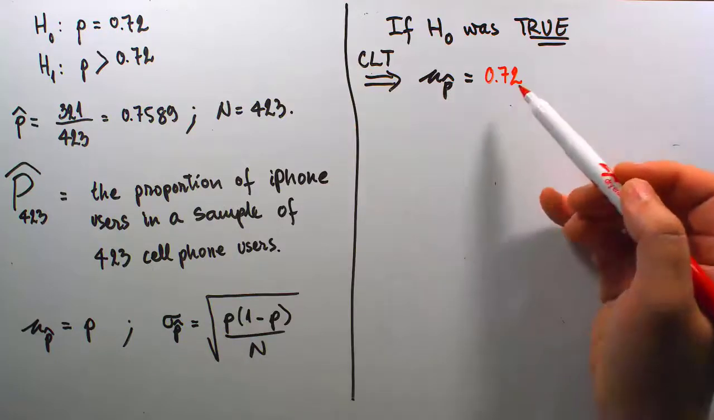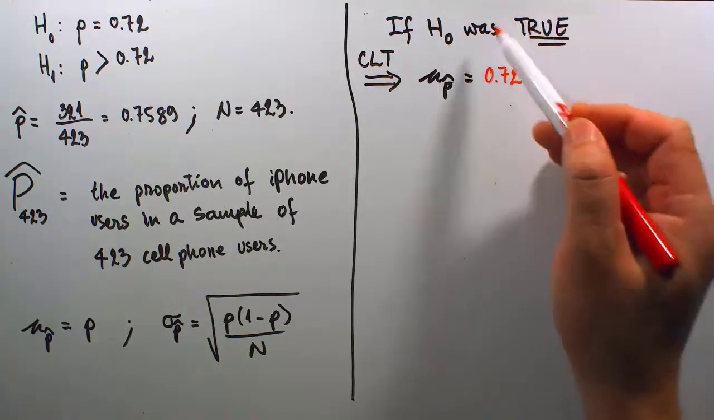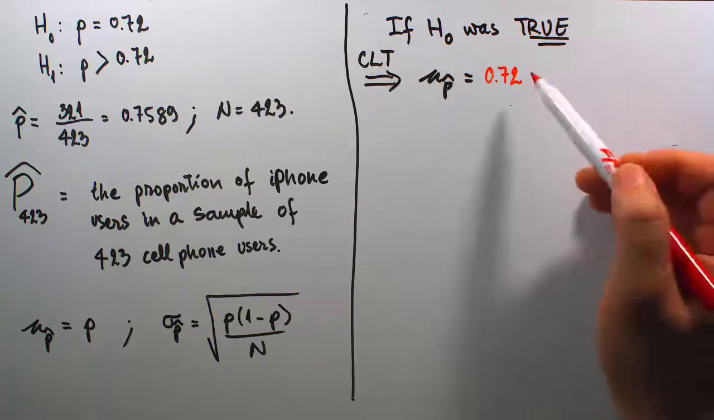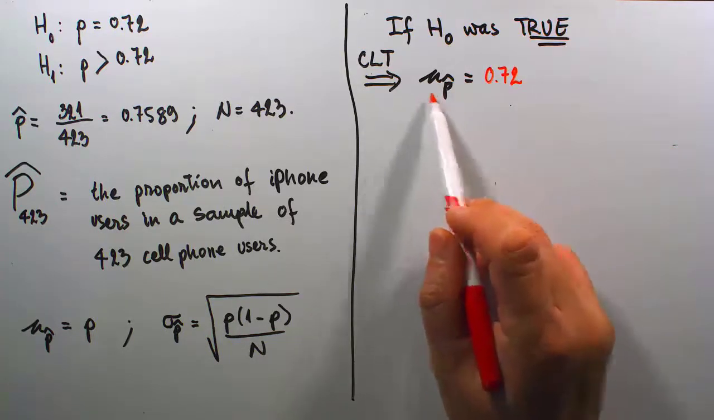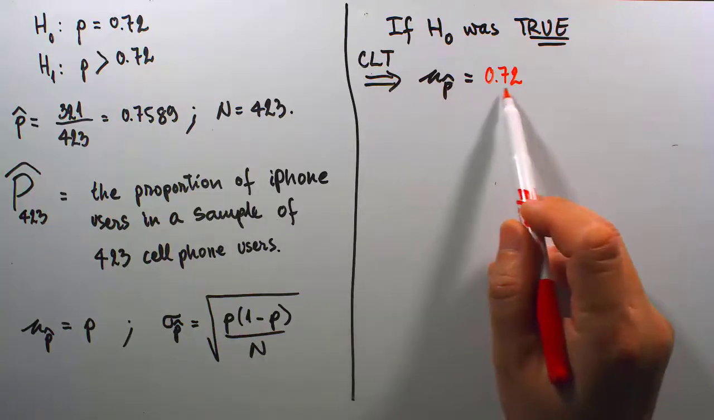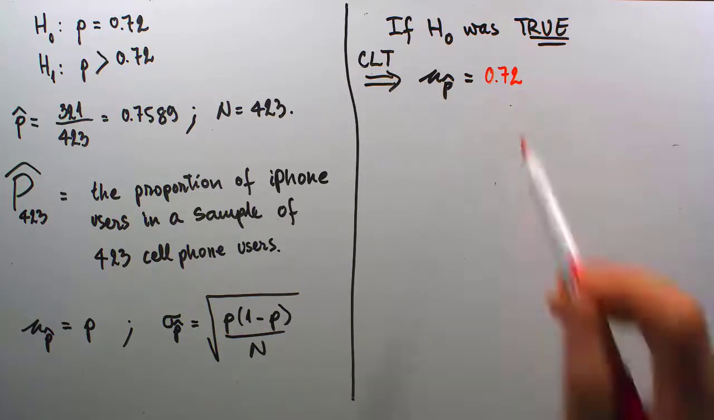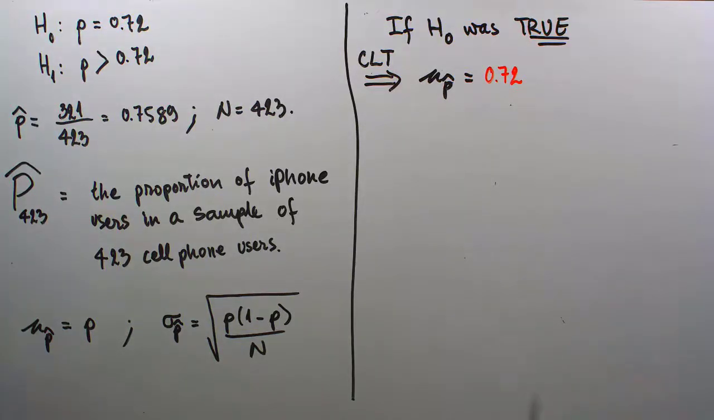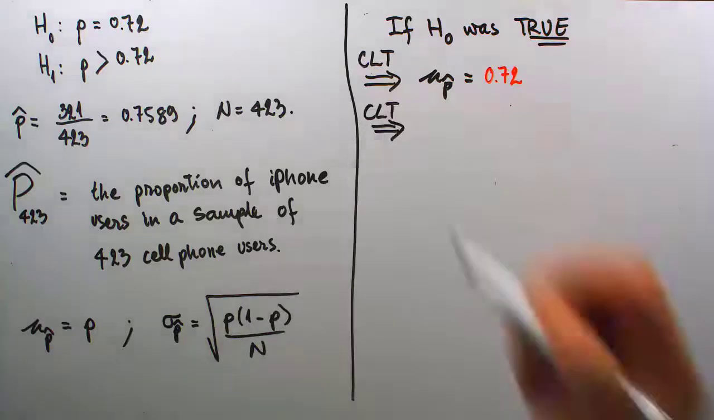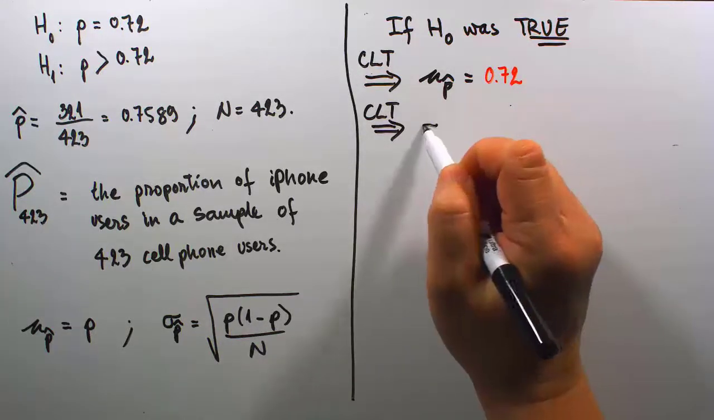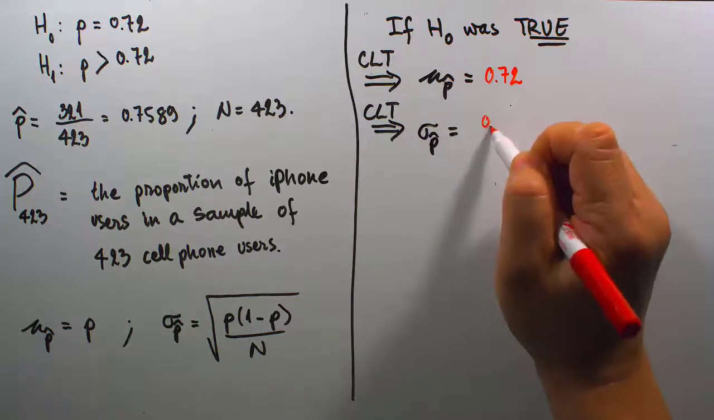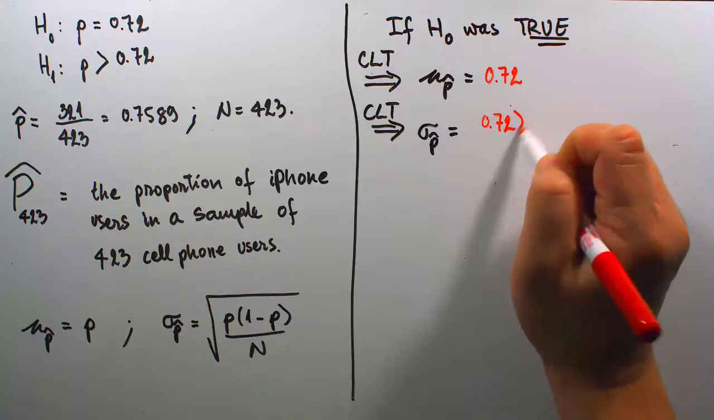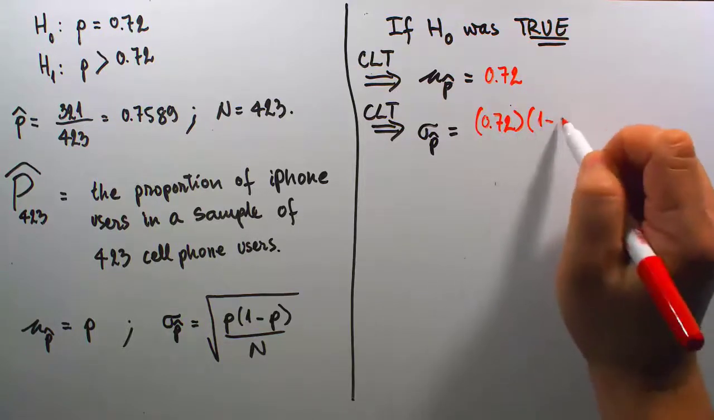Once again, quickly as a reasoning, we don't know if it's true or not, but if it was accepted as the truthful value for the population proportion of iPhone users, then the center of all P hat values would also be the same as that 0.72 value. And further, consequently, according to the central limit theorem, sigma P hat will equal the square root of the value claimed in the null hypothesis, 0.72 multiplied by 1 minus 0.72.